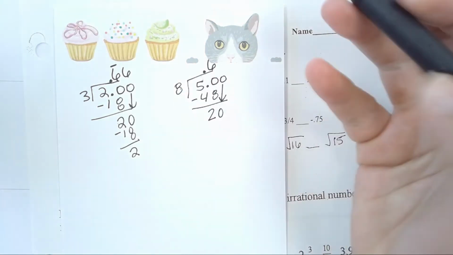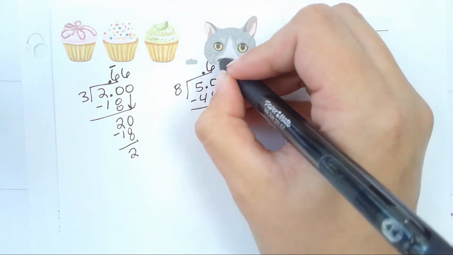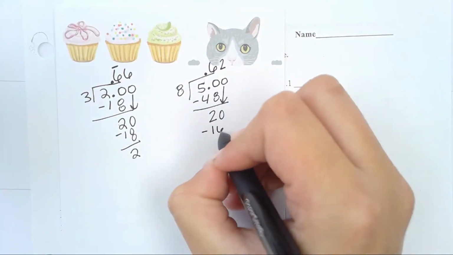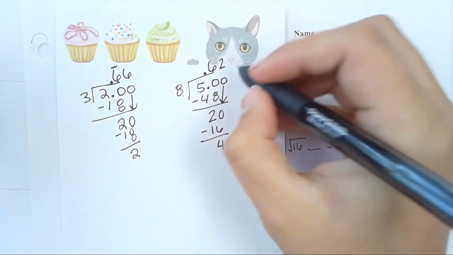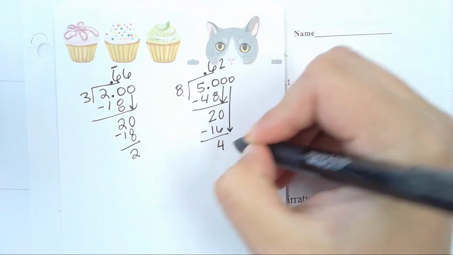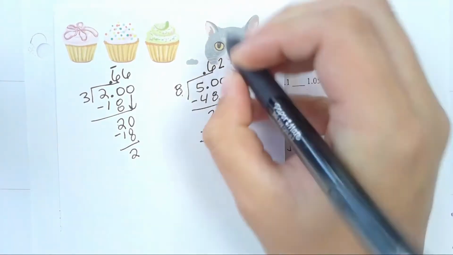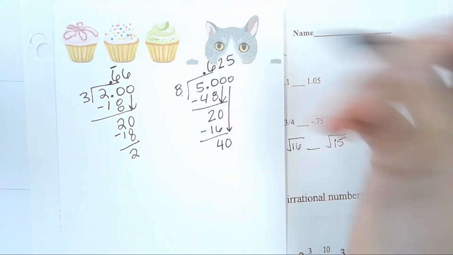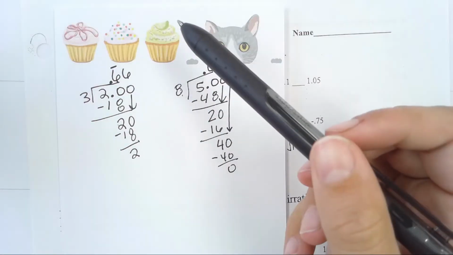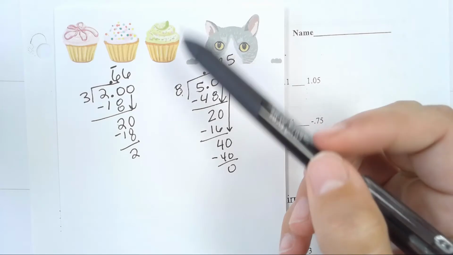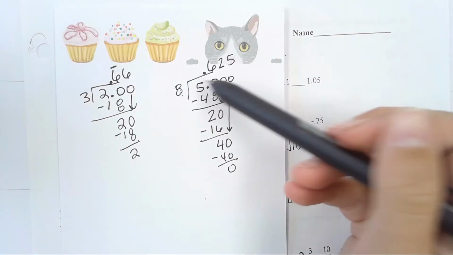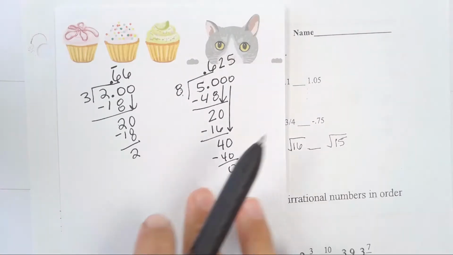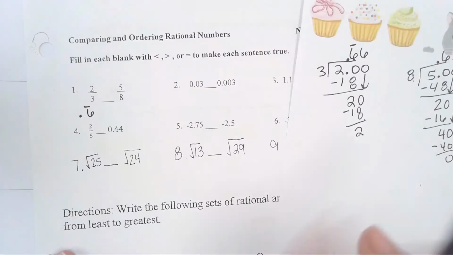8 goes into 20 2 times, because that's 16. 8 does not go into 4, so add another 0. And then 8 goes into 40 5 times, and then I get a remainder of 0. So 5/8 is the same thing as 0.625.